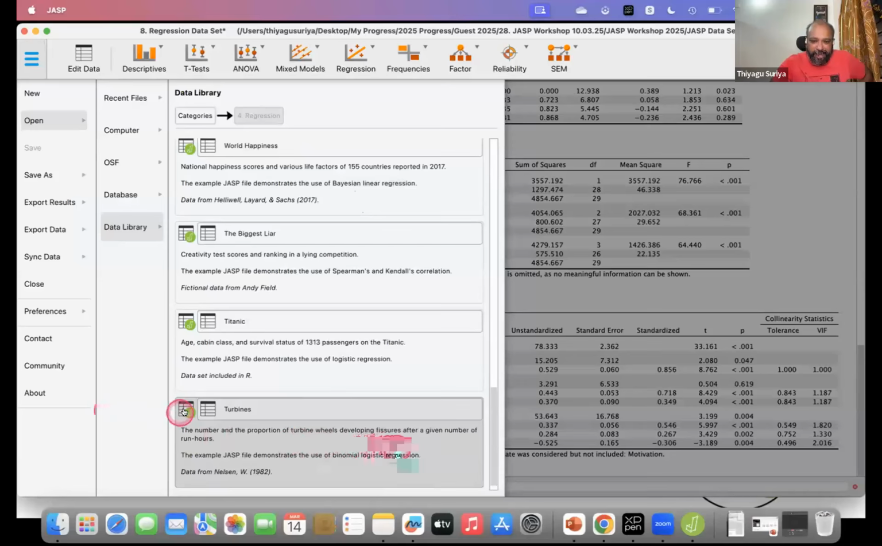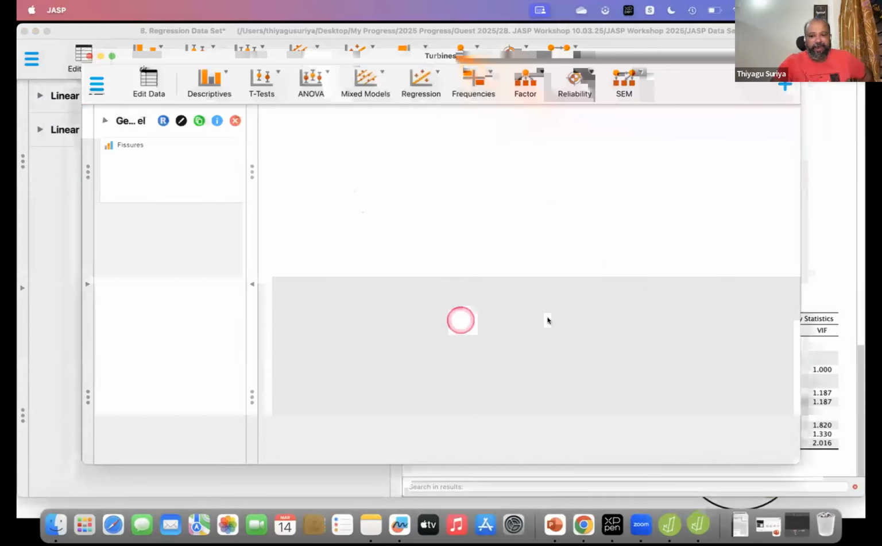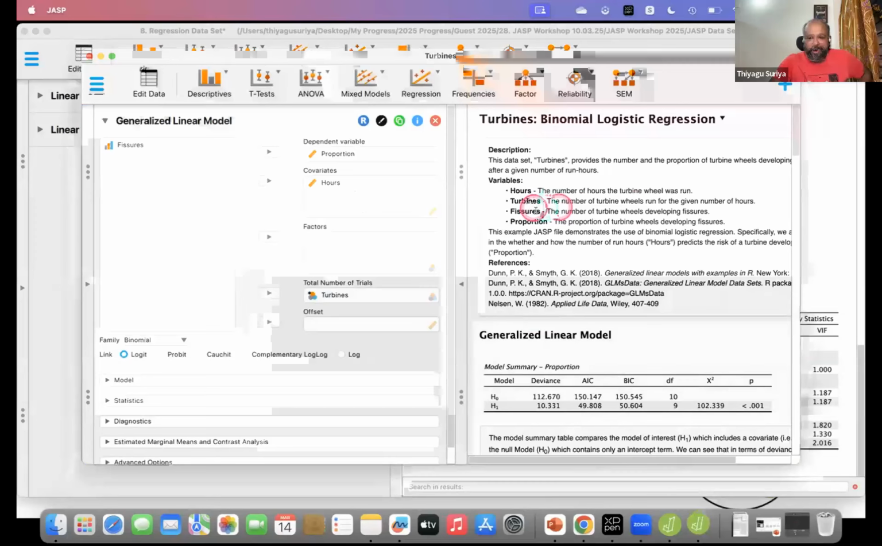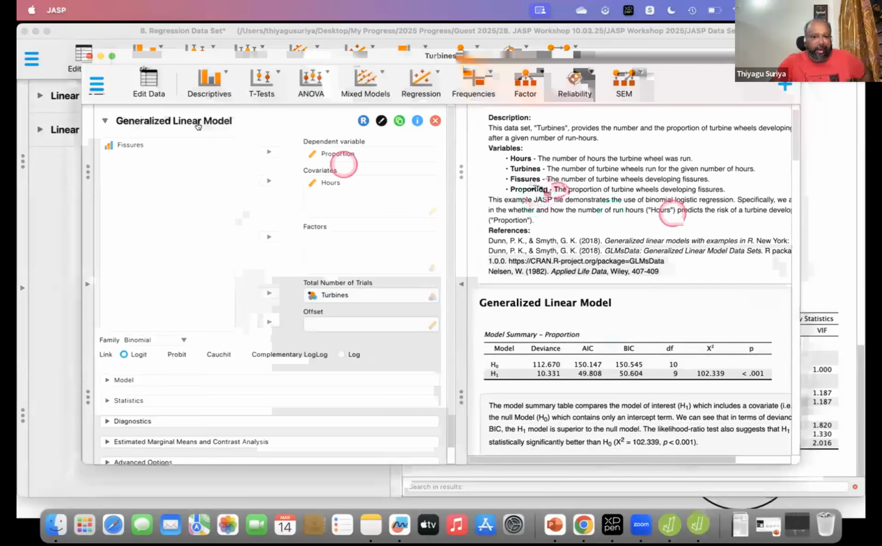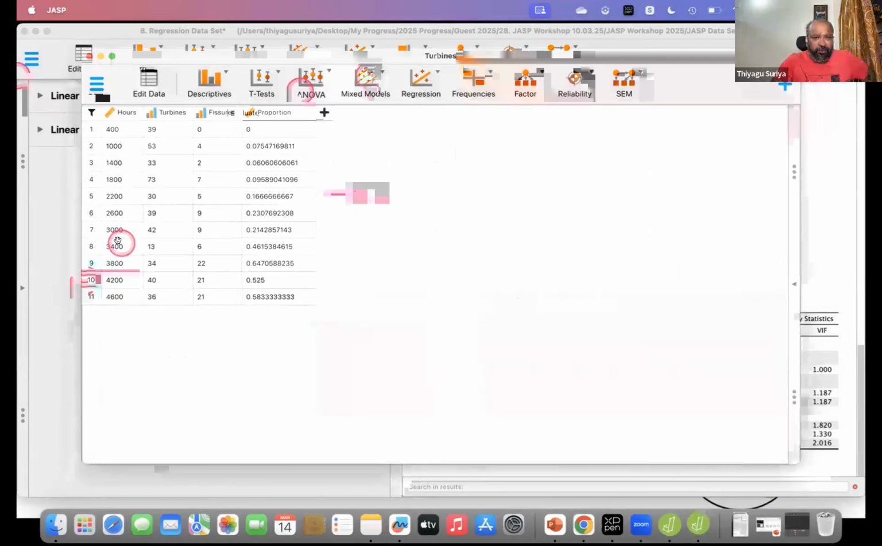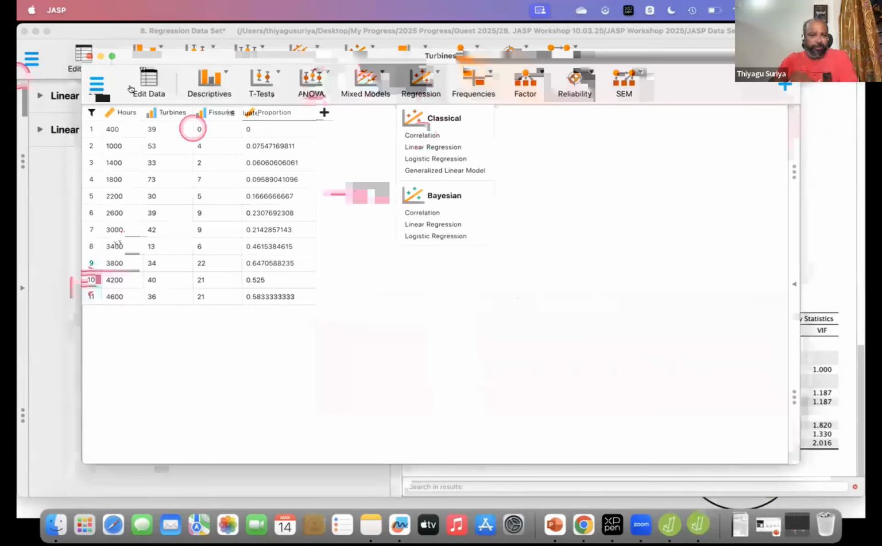Okay, click this data set. You are getting this entire thing here, right? The hours, turbulence, and the pressure. This is a generalized linear model with dependent variable, covariate, total number of trials, turbulence. One minute, this is not it. In this case the dependent variable is wrong. It's the wrong data.